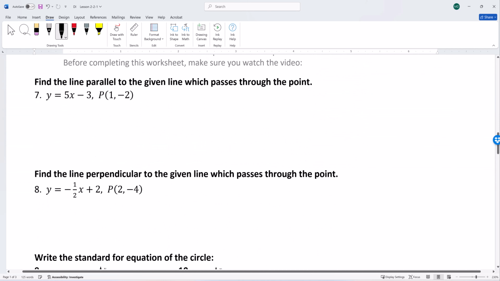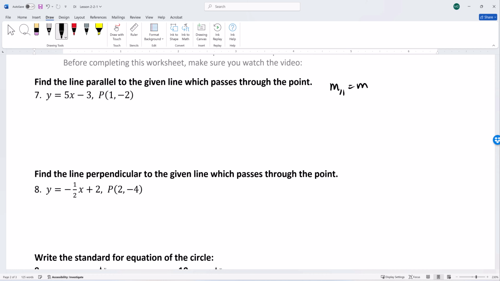It says find the line parallel to the given line which passes through the point. So remember, parallel is the same as your regular slope. So my slope here is 5. So therefore, my parallel slope is also 5. So I can find y minus y1 equals my m times x minus x1. So I get y plus 2 equals 5 times x minus 1.